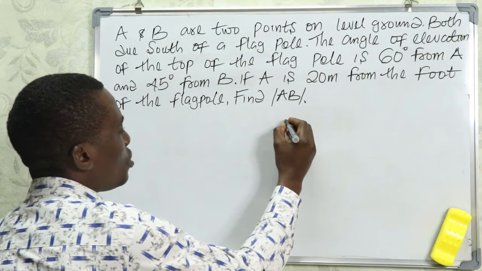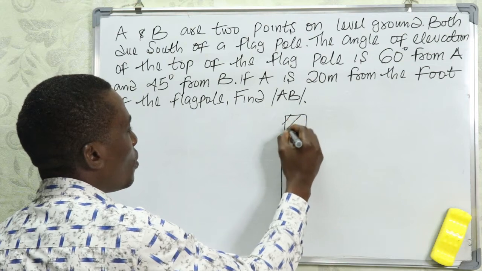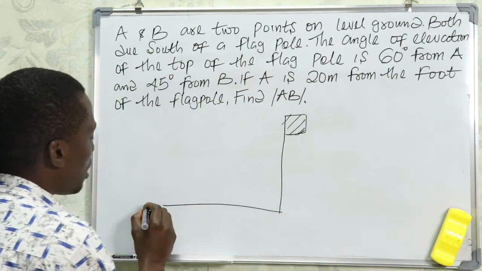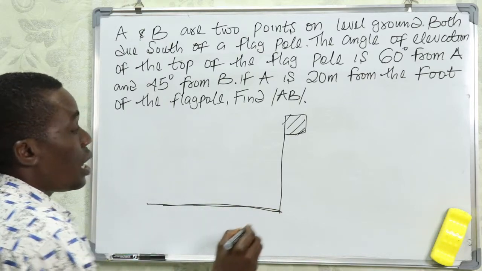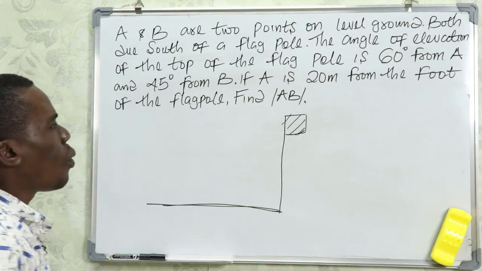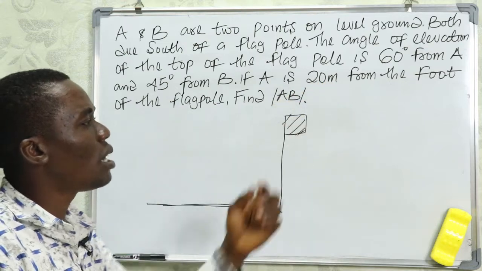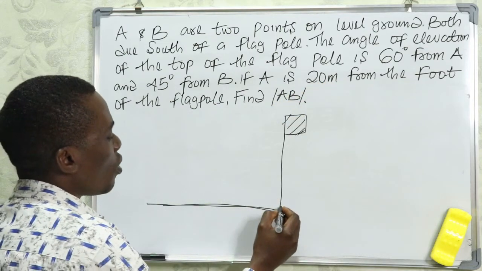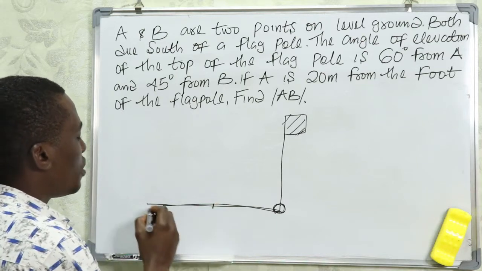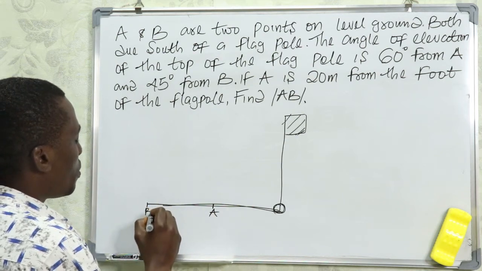Now let's look at the drawing. Now we have a flagpole. And remember they told you that there are 2 points on that flagpole, and the 2 points are points A and B. One thing that is noteworthy is that point A is 20 meters from the foot of the flagpole, and this is the foot of the flagpole. So we'll have a point here and a point here. This is point A and this is point B.